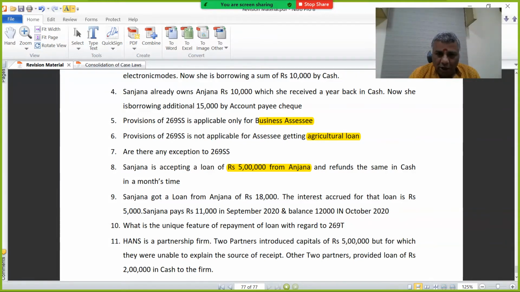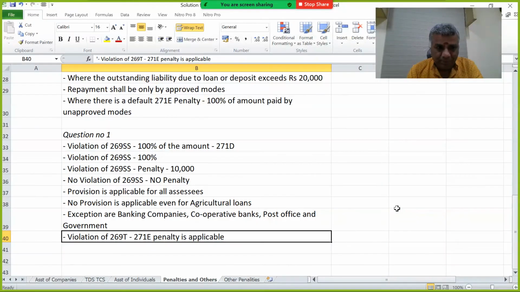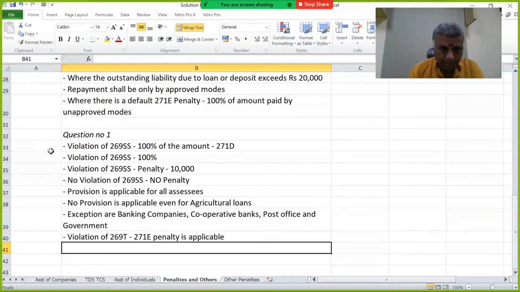Sanjana got a loan from Anjana for 18,000. The interest accrued on that loan is 5,000. So now how much has it come to? 23,000. Sanjana pays 11,000 in September and the balance 12,000 in October. I did not write in cash. I want you to understand, this is an interesting thing.